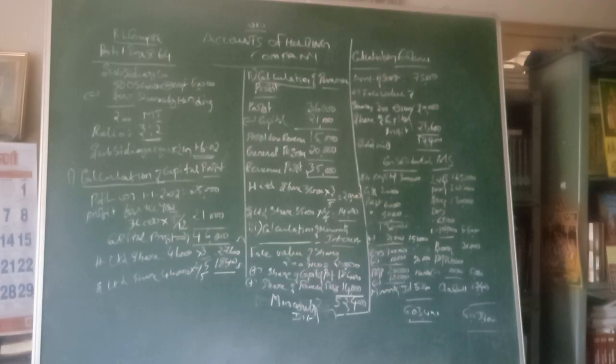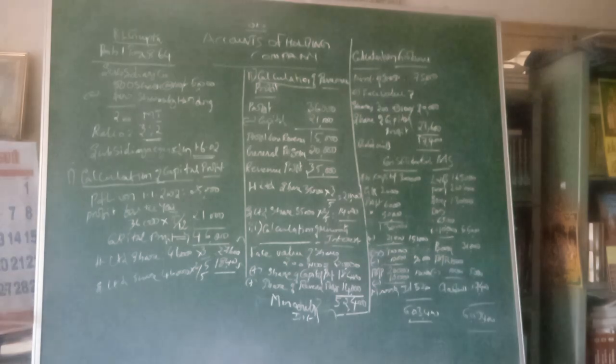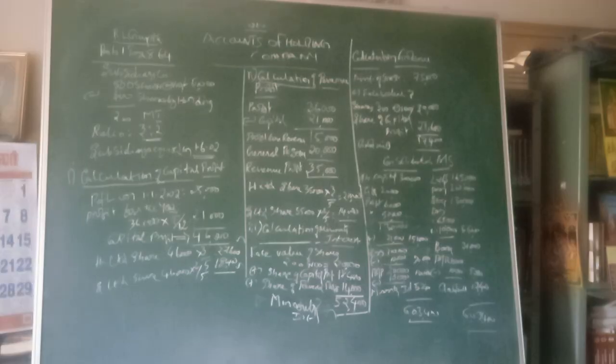Please mark this point. In the adjustment, what is given? Included in the debtors of S Limited is rupees 10,000 owing by H Limited. Please mark this. This is called mutual owing. Some transactions were made between H and S. Both the companies belong to the same group. So we have to adjust that mutual owing.